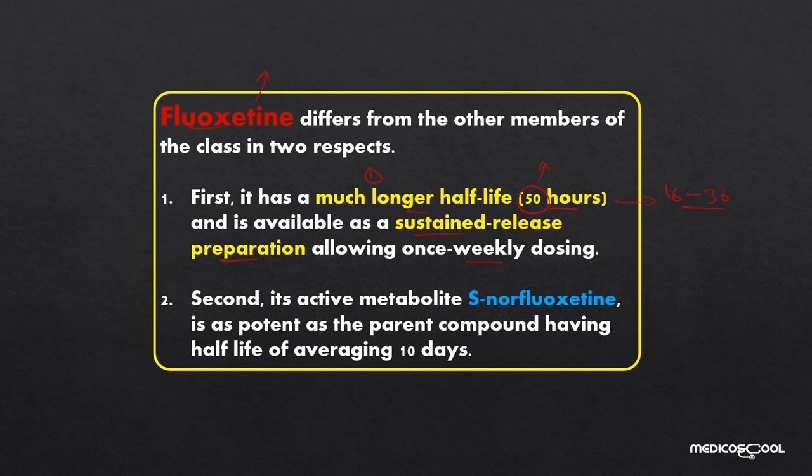The third point is that it has an active metabolite, in contrast to the other members which have inactive metabolites. It is known as S-norfluoxetine, and it is as potent as fluoxetine but has a much longer half-life of about 10 days, in contrast to fluoxetine, which has a half-life of about 50 hours, and other members which have a half-life of about 16 to 36 hours.